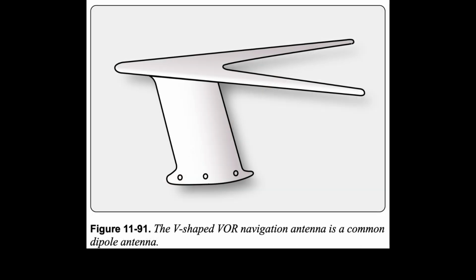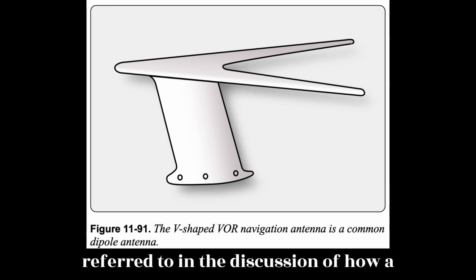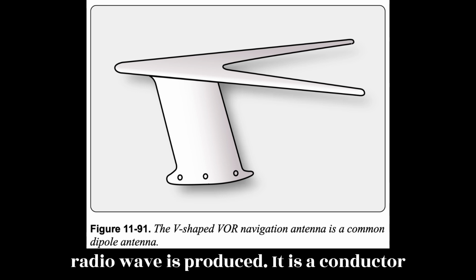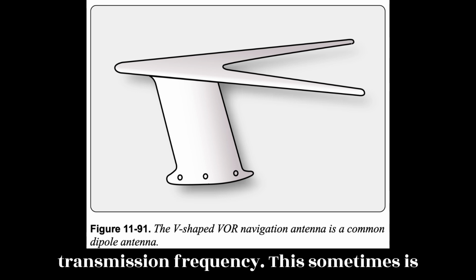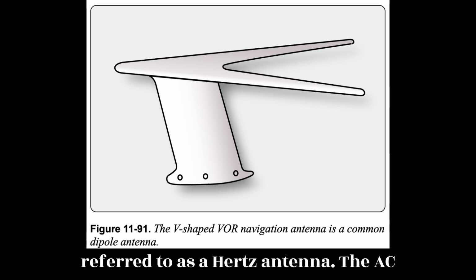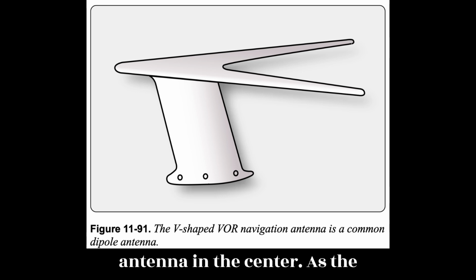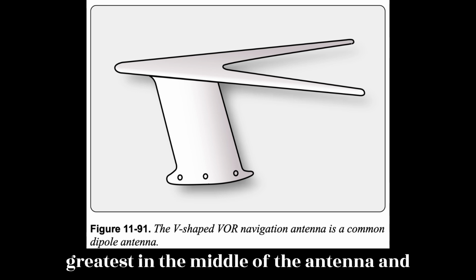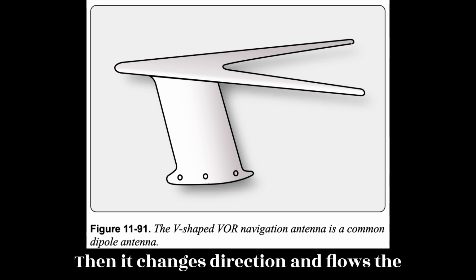Dipole antenna. The dipole antenna is the type of antenna referred to in the discussion of how a radio wave is produced. It is a conductor, the length of which is approximately equal to half the wavelength of the transmission frequency. This sometimes is referred to as a Hertz antenna. The AC transmission current is fed to a dipole antenna in the center. As the current alternates, current flow is greatest in the middle of the antenna and gradually less as it approaches the ends. Then, it changes direction and flows the other way.